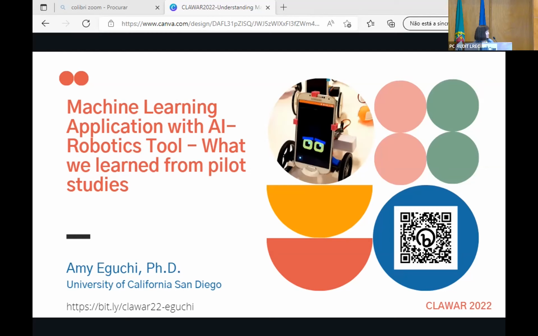My name is Amy Eguchi. I'm from the University of California, San Diego in the US. And I would like to thank the organizers for giving us an opportunity to talk about educational robotics, because we don't really have that many opportunities, especially with an audience who are really in the field, robotics scientists. That's the reason I'm here all the way from San Diego, a 20-hour trip, for a 15-minute presentation.